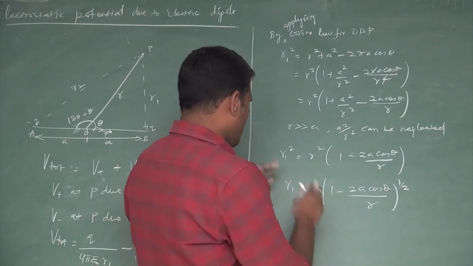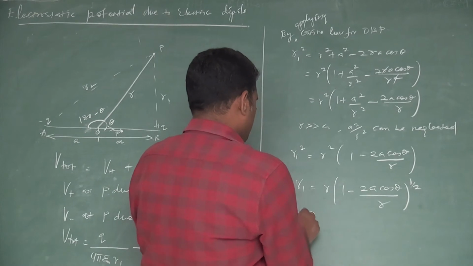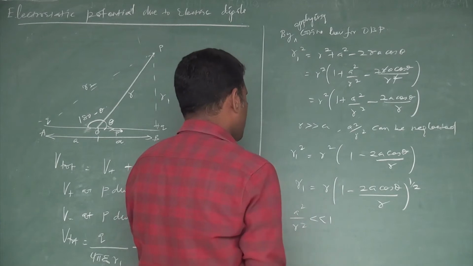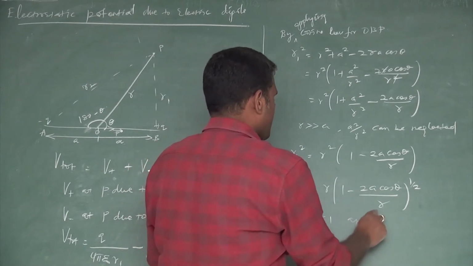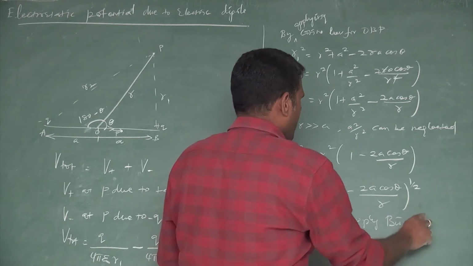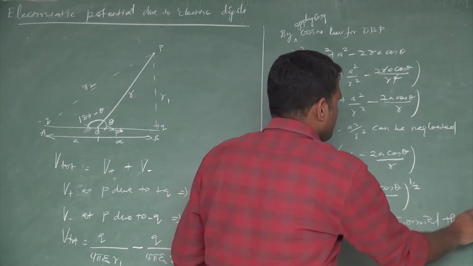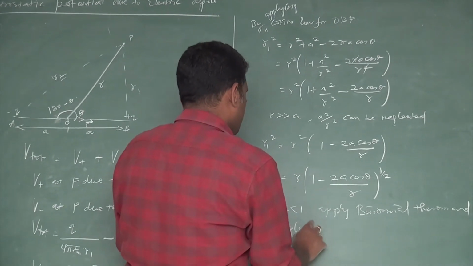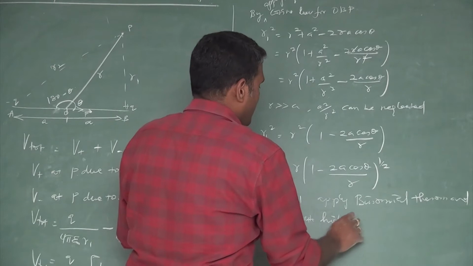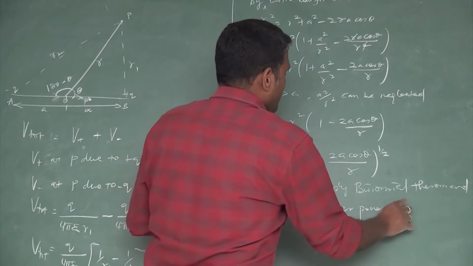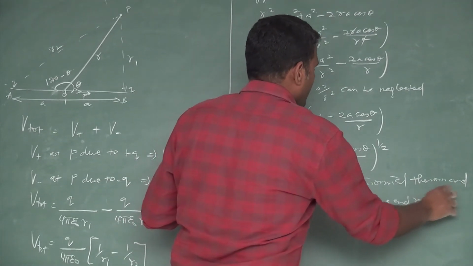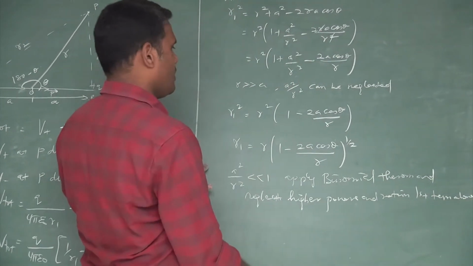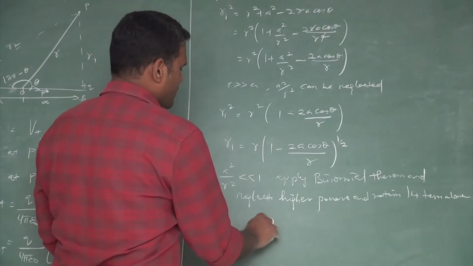Now, in this particular case, the condition is that a square by r square is very much less than 1. We can apply the binomial theorem, neglect higher powers, and retain the first term alone. So how will you apply the binomial theorem?